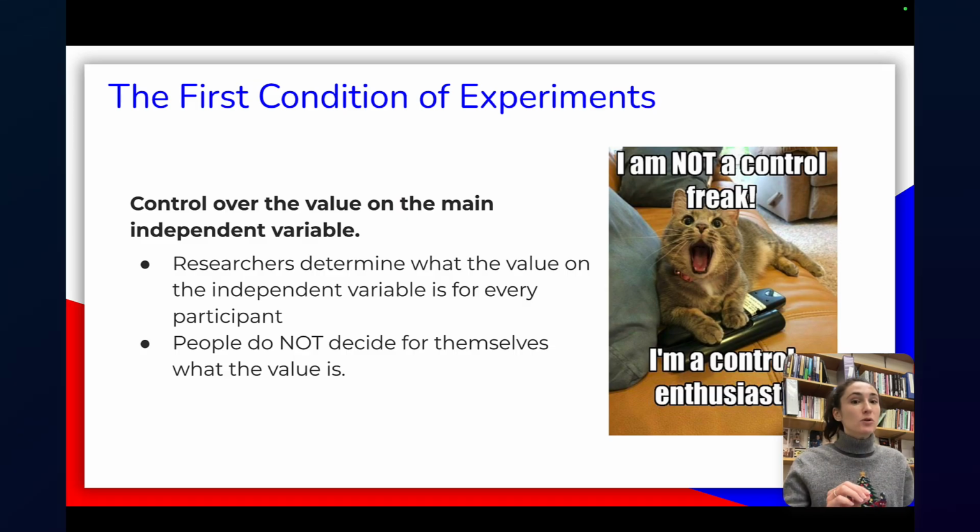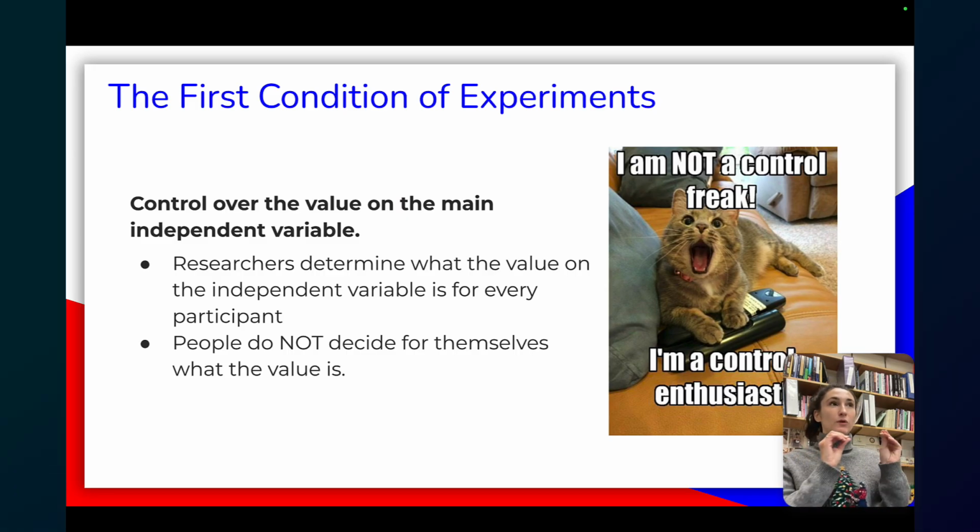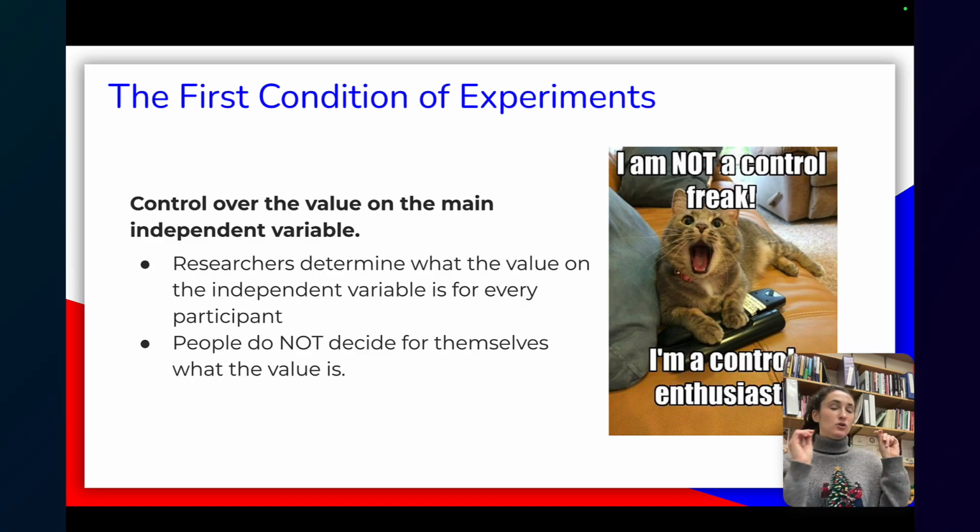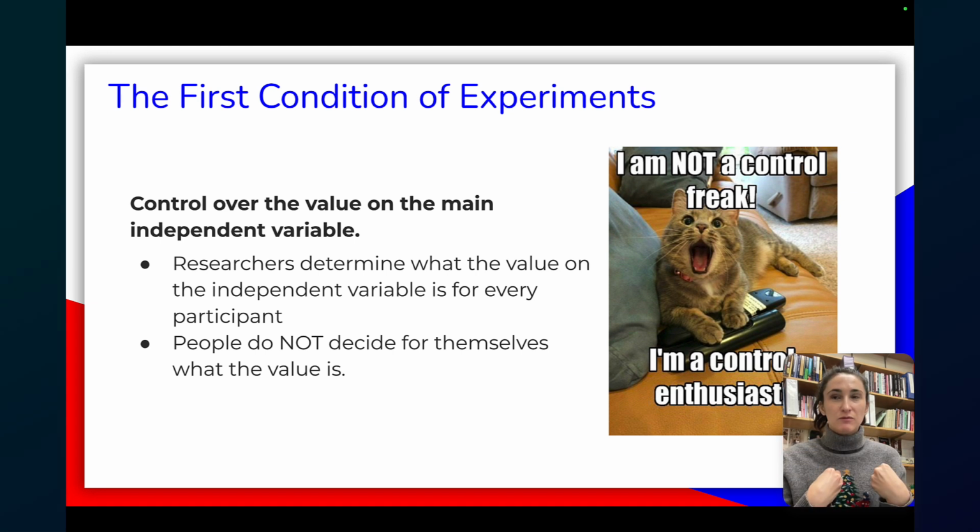That is, people are not deciding for themselves what the value is, right? If I was talking about that exercise and health example with people, I would be randomly assigning them different exercise regimens, right? So you run 0 minutes per week, you run 30 minutes per week, you run 2 hours per week, and I'm assigning the treatment, right? But they are not deciding, okay? They don't get to opt for it. It is me assigning that independent variable, that treatment, to them, okay?